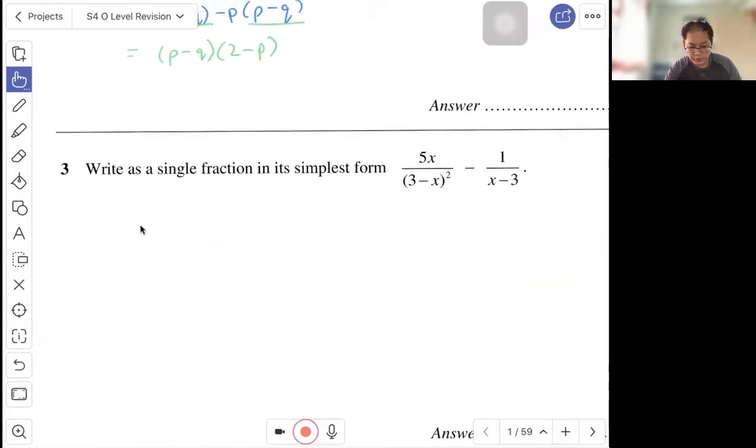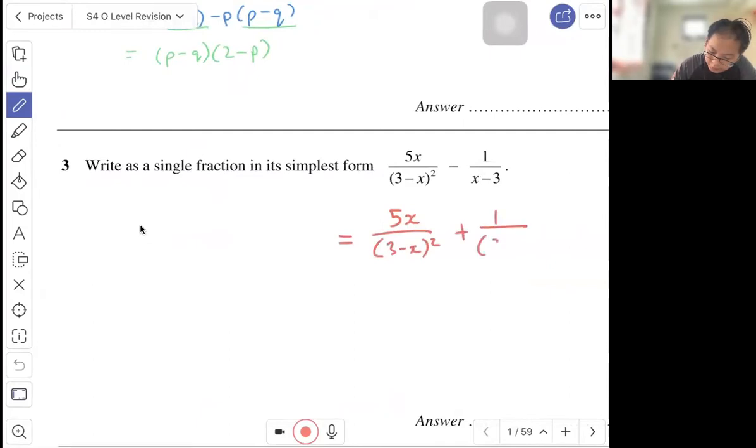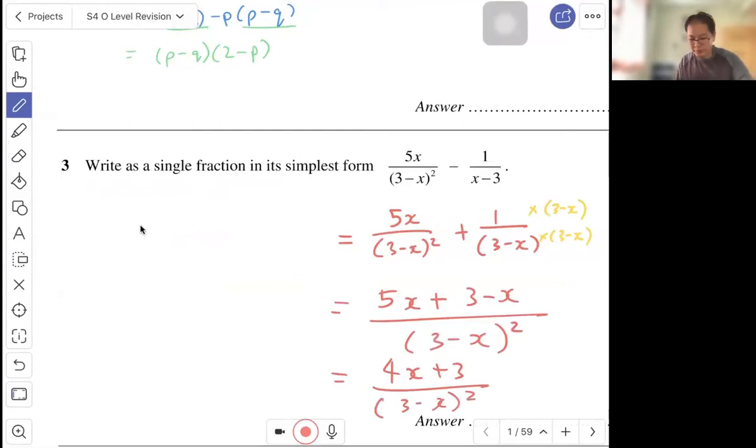Question 3. Write as a single fraction in simplest form. So here, you have 5x over 3 minus x bracket square. Here, take out minus, it becomes plus 1 over 3 minus x. So what you need to do next is, here, multiply by 3 minus x. So you'll get 5x plus 3 minus x over 3 minus x bracket square. Simplify: 4x plus 3 over 3 minus x bracket square.